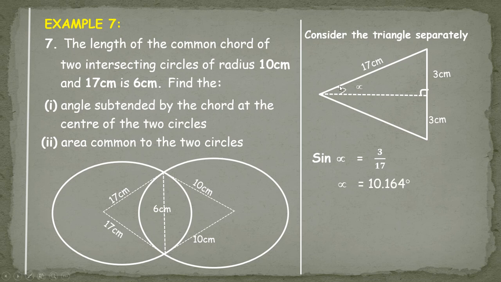So if this alpha is 10.164, this part will also be alpha. So the angle will be 10.164 times 2, which gives us 20.328 degrees. Now this same approach we can apply on the second triangle.